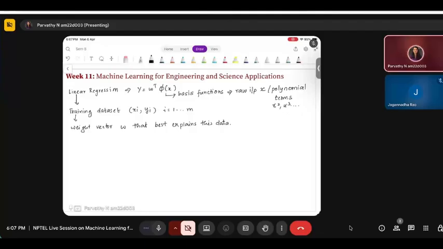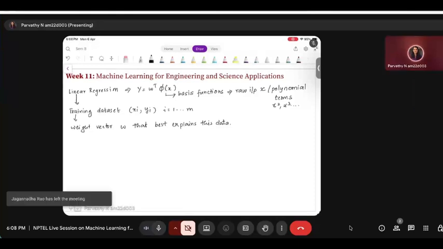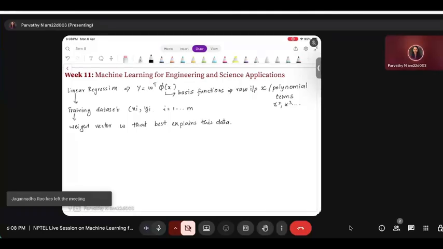So in week 11, the video starts with linear regression, where we have a model y which is equal to w transpose phi of x, where phi of x is the basis function which can include raw input or any polynomial terms. If x is the input, it can be x, x square, x cube, etc. And we have a training data set xi, yi, and each i corresponds to the number of samples, which is n. So in linear regression, we find the weight vector W that will best explain this data set xi, yi.